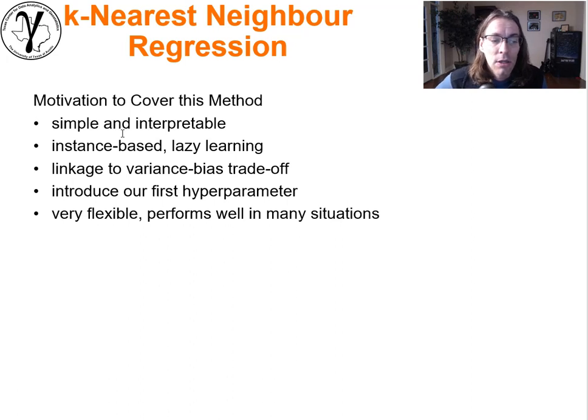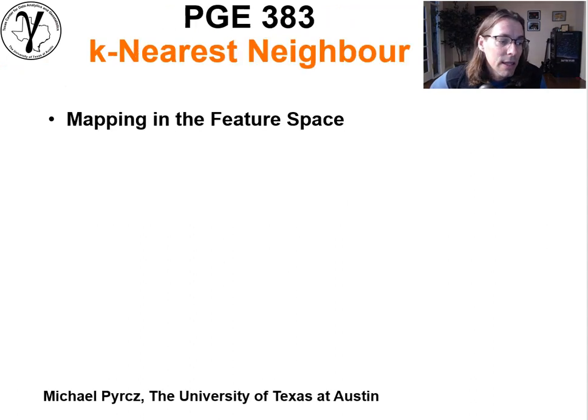And also, it gives us a good linkage to variance and bias trade-off. We will have a hyperparameter to work with. Now, I should say it's not really our first hyperparameter because we had the lambda in the case of the lasso and the ridge regression previously. But you'll see it's closer tied to the idea of model complexity, and I think that's very beautiful. Very flexible, performs well in many situations. Actually isn't a bad method. So let's go ahead and get into the whole idea of k-nearest neighbors.